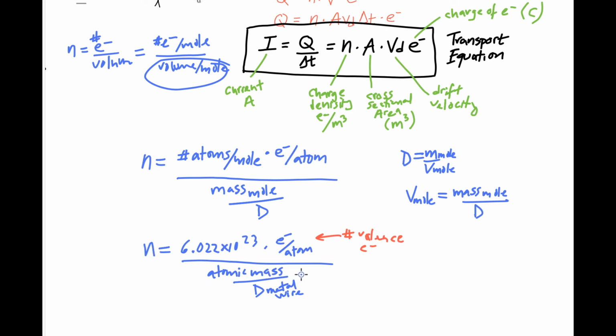And so many times, if you are going to be using this transport equation, you have to do an aside. You can't just do N times A times v_d times e. You have to first stop and use this formula down here to discover the charge density. So this charge density can be like 10 to the 28 or 10 to the 29 charge per meter cubed. All right, so we can get some crazy numbers coming out of this equation.